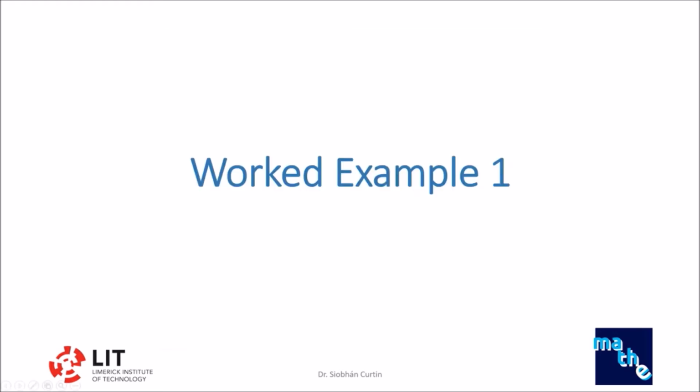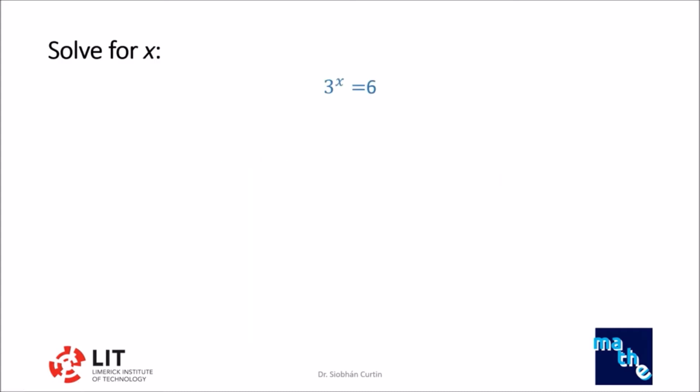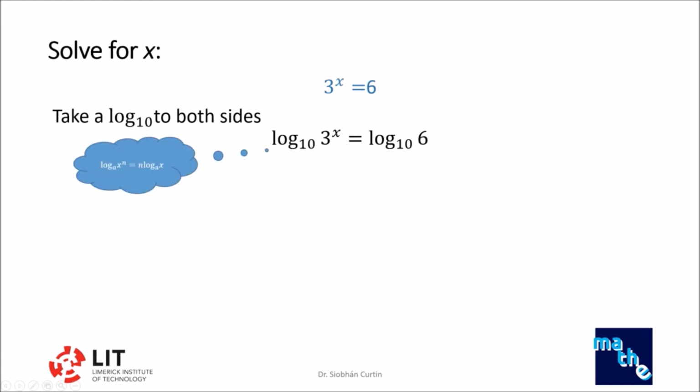So here we're going to work through 3 examples applying some of these logarithmic rules. For this first one, solve for x: 3 to the power of x is equal to 6. In this case, it's recommended that you take a log of both sides. So the log of 3 to the power of x to the base 10 is equal to the log of 6 to the base 10. Applying the rule where the indices comes down in front of the log, it becomes x times log 3 to the base 10 is equal to log 6 to the base 10.